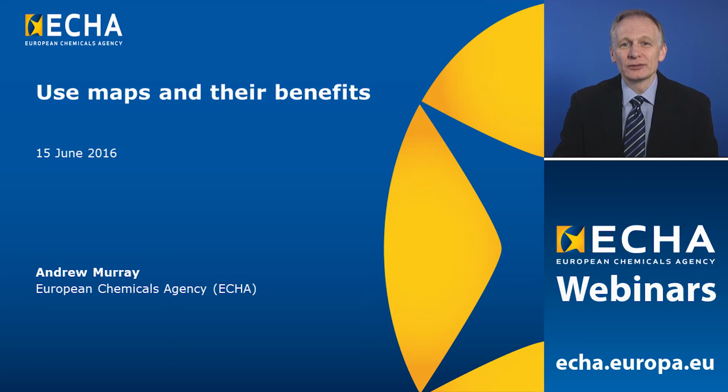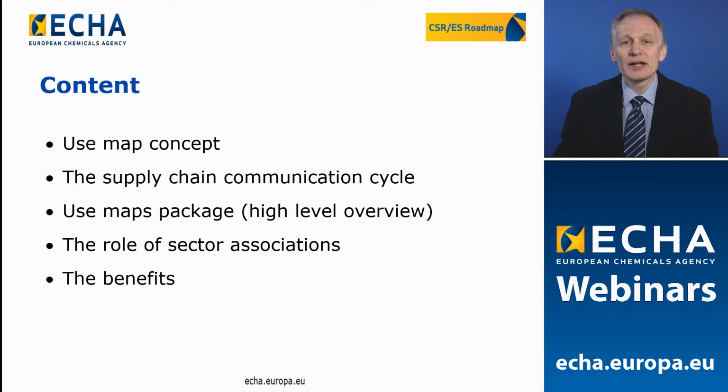In this presentation, I will cover the following topics. First, a short explanation on the use maps concept. Then, a vision on how information in the supply chain can work. After that, I shall give an overview of use maps, their purpose, and how they contribute to effective supply chain communication. Then, I shall talk about the important role of sector organisations in this work. Finally, we'll learn about some of the benefits that use maps can bring to downstream users and registrants alike.